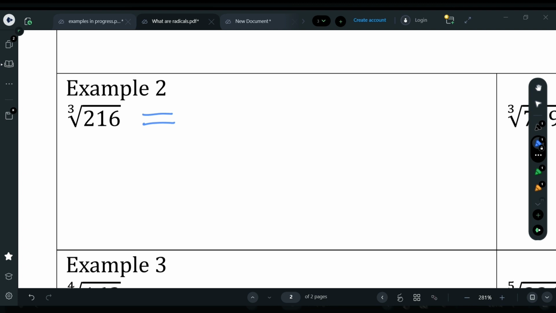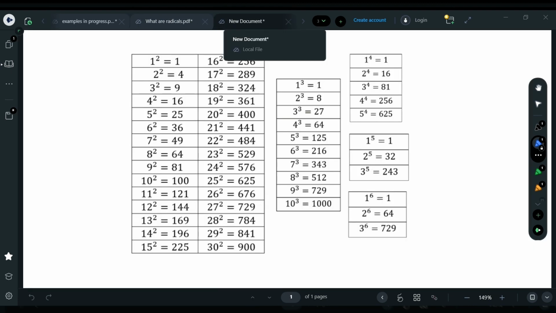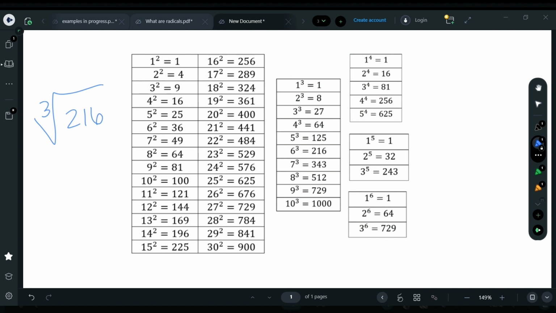Well, let's start by checking our list of perfect powers. And again, this is what we're doing. Cube root of 216. So since the root is a 3, I'm only going to look at the list of powers of 3. That's this list. You see this list has all exponents of 3. That's the list I'm going to focus on. For this problem, I'm going to ignore those lists.